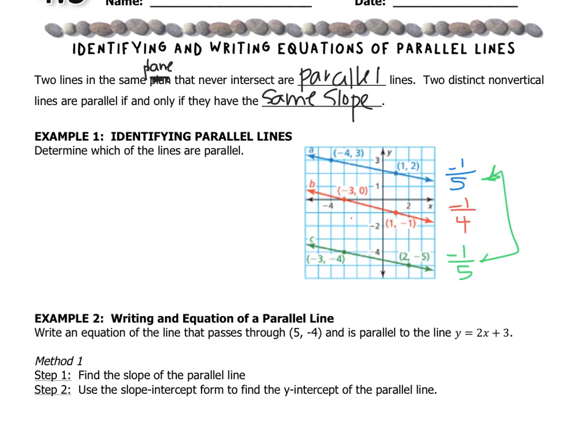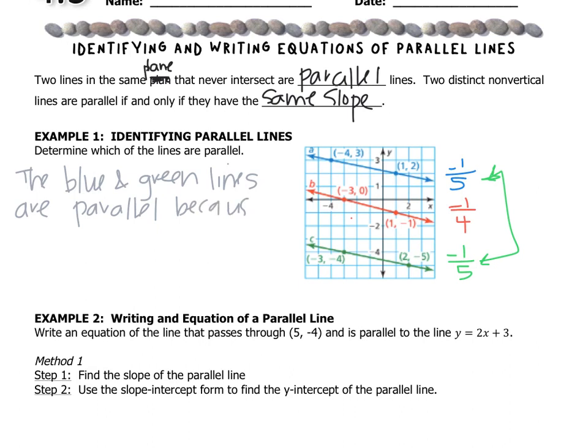Now, the way that you say it is you would say the blue and green lines are parallel. But here's how you finish it with the because. You don't say because they never touch, because that's what you learned in 5th grade. What you say now in algebra is because they have the same slope. So don't say because they never touch. That's an elementary school definition.